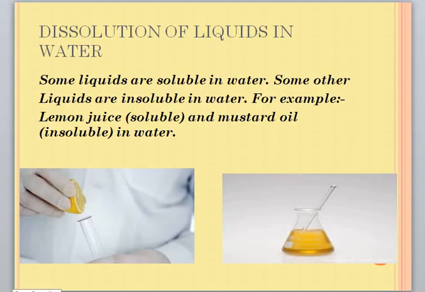Now the last topic of this chapter is dissolution of liquids in water. Some liquids are soluble in water, some other liquids are insoluble in water. For example, lemon juice is soluble in water and mustard oil is insoluble in water. So thus we have learned that all materials are made up of matter which exists in three forms, namely solid, liquid and gas. And matter can be classified on the basis of properties such as appearance, feel, transparency, diffusion and solubility. So now this chapter is over.